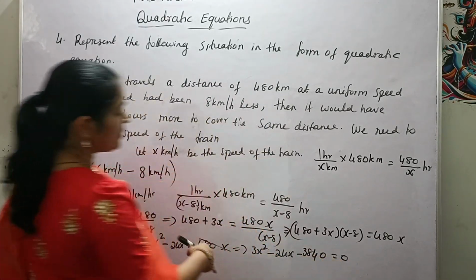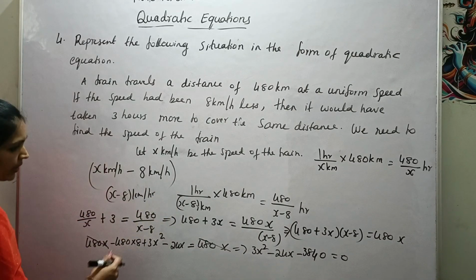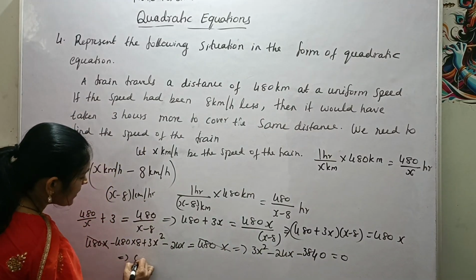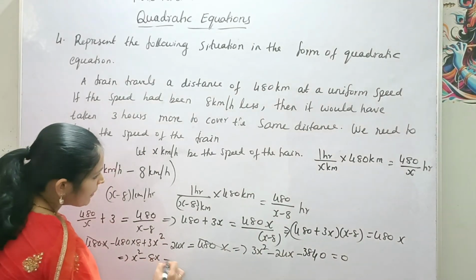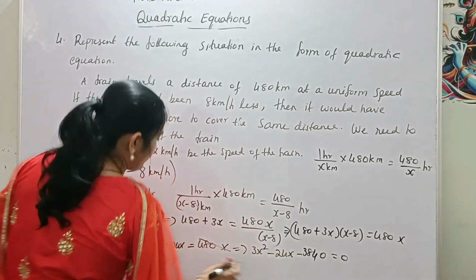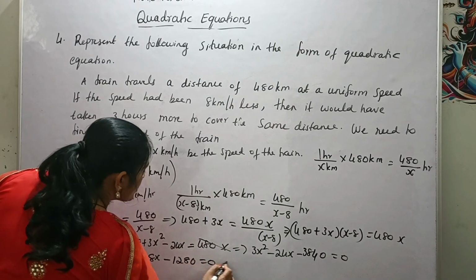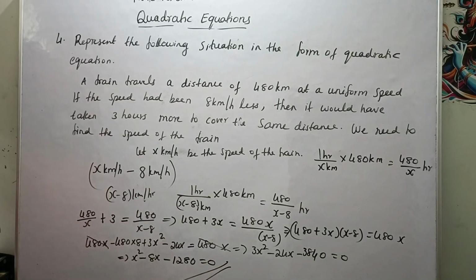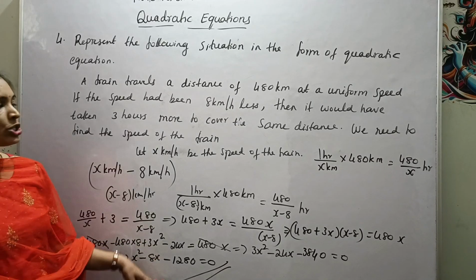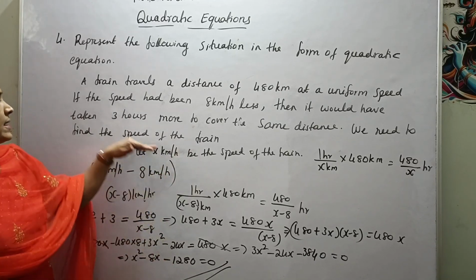Now, 3 is common, so we can divide this equation by 3. We get x square minus 8x minus 1280 is equal to 0. So it is the required quadratic equation. After solving this equation we will get the roots, so that x is the speed of the train.